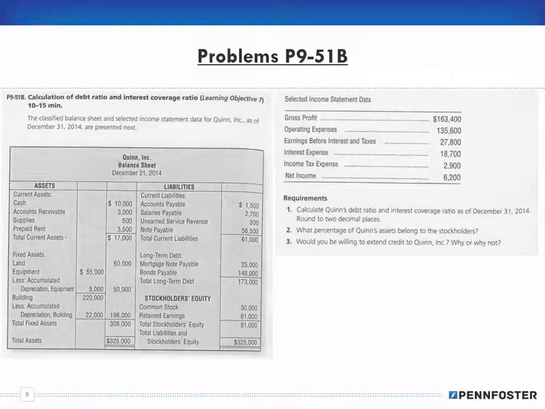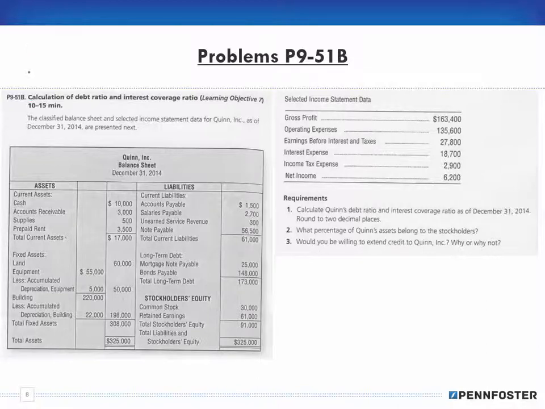All right, so it says here, calculation of debt ratio and interest coverage ratio. The classified balance sheet and selected income statement data for Quinn as of December 31st is presented next. And this is the selected income statement data. So Quinn's debt ratio and interest coverage ratio as of December 31st, round to 2 decimal places. Since I have just a small place here, I'll do one, then pause the video, and then I will erase it, and then I'll do the other.